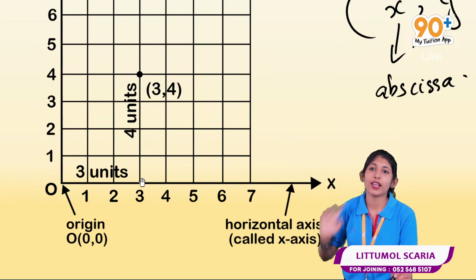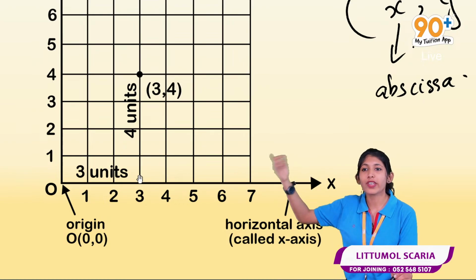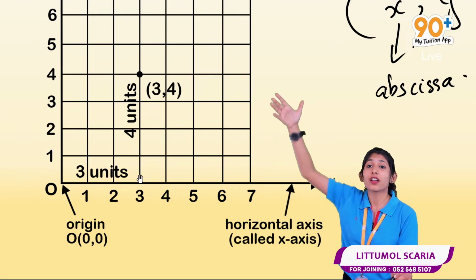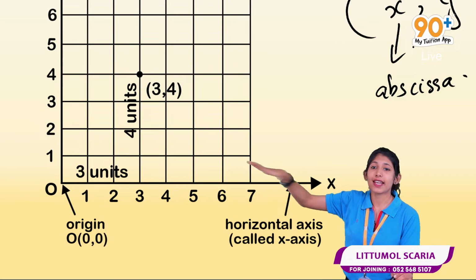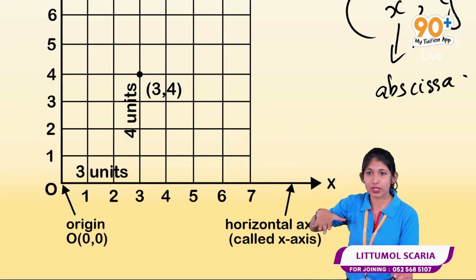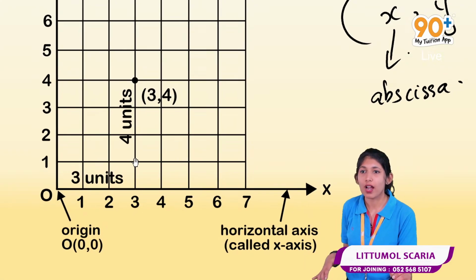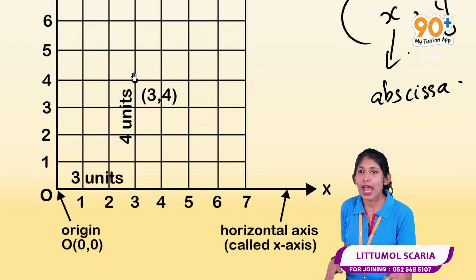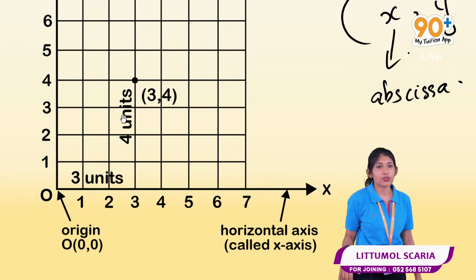Now the y-axis value is 4, right? So start walking up. Y-axis is the vertical height. X-axis is the horizontal. Y-axis is the vertical, right? So walk 4 units. 1, 2, 3, 4. And here is your point, ordered pair 3, 4.